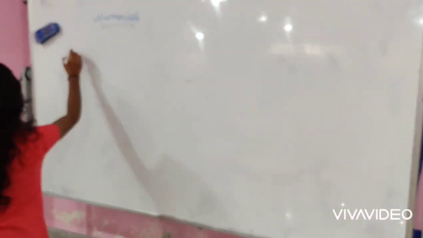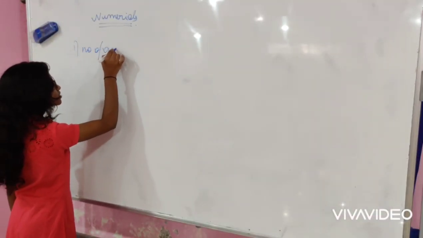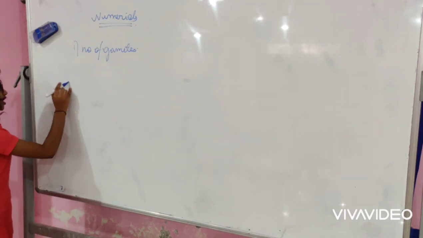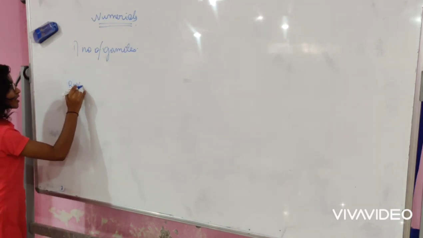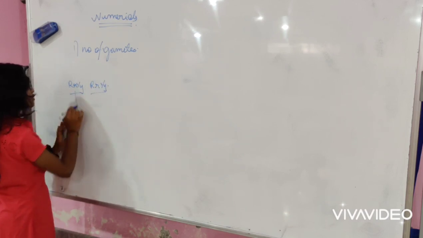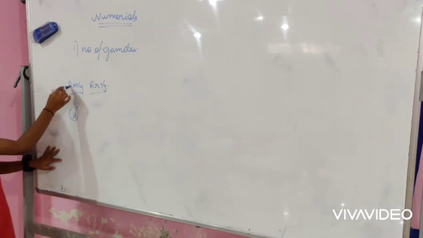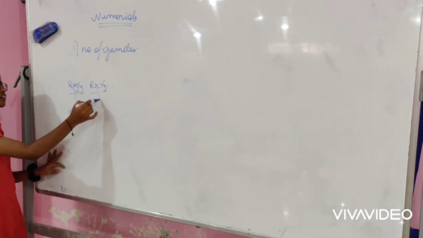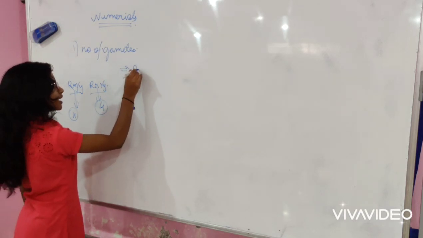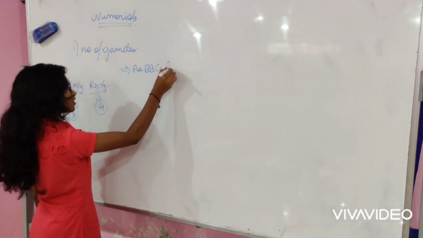So the first one is the number of gametes. When I took RRYY and RRYY, a dihybrid cross, I found 4 gametes in this and 4 gametes in this. But what if they give you something like AABBCCDD?